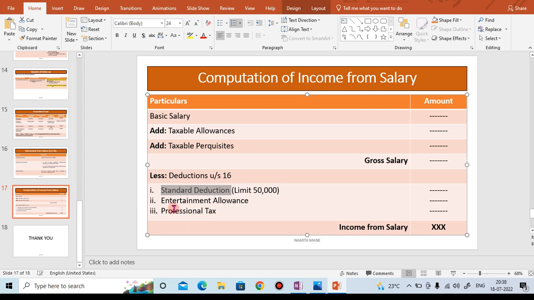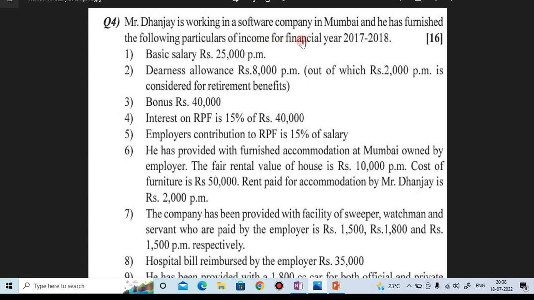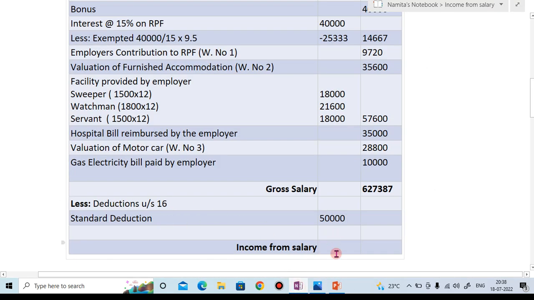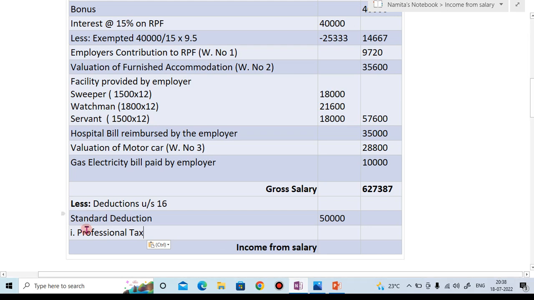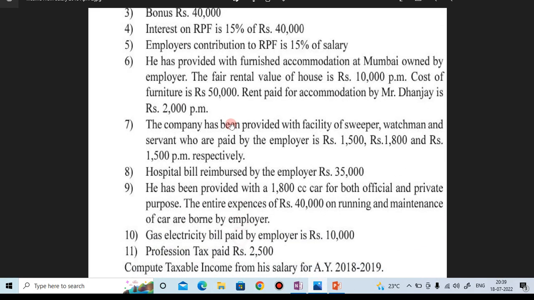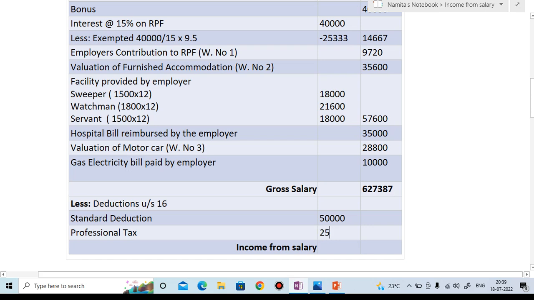Next is entertainment allowance. Entertainment allowance is not applicable for a private company employee. Why? Dhananjay is working in a software company, which is private, so entertainment allowance is not applicable. After entertainment allowance, next is professional tax. How much is the professional tax given in the question? Professional tax is 2,500. Now add this to 50,000, which will be 52,500. Less this from the gross salary.